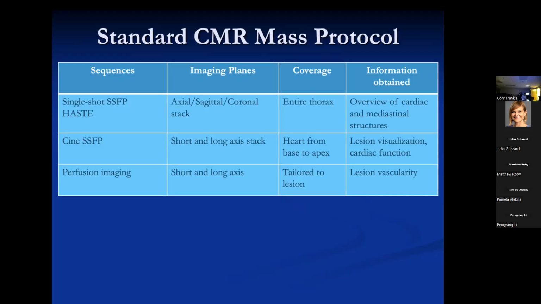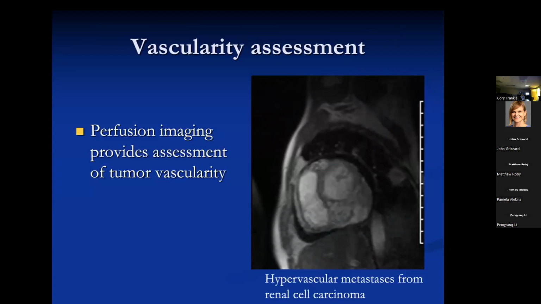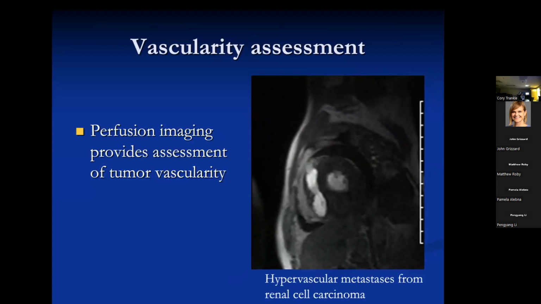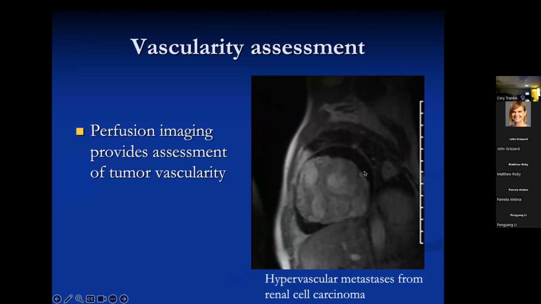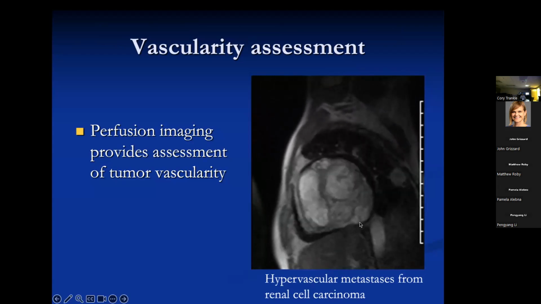There's some interesting work being done by Jonathan Weinsaft and his group at Cornell Weill in New York, where they're demonstrating that perfusion imaging with MR can actually characterize the aggressivity of lesions based on their enhancement pattern. They can give prognostic information. And so you're obviously looking at lesion vascularity like you see here with these hypervascular multiple renal mets that you see both in the anterior wall and at the inferior wall. And you even see the little lung met lighting up as well.